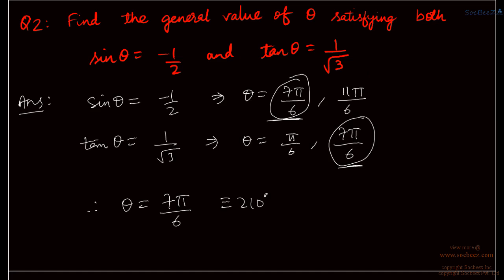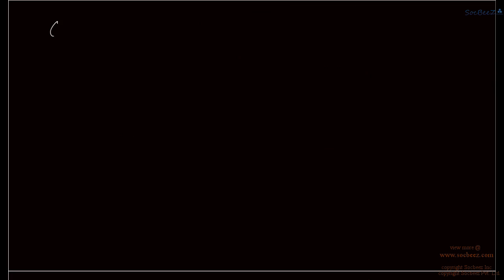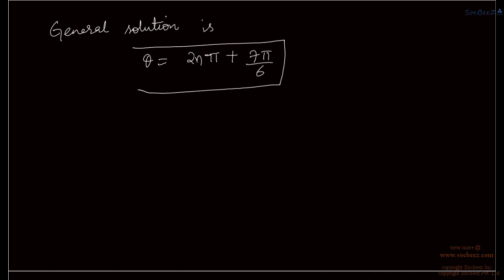Now adding 2 pi or subtracting 2 pi or any integral multiple of 2 pi will always give the same thing. That's what an allied angle is. So the general solution will be theta is equal to 2n pi plus 7 pi by 6. I'm sorry, this is n. So 2n pi plus 7 pi by 6.